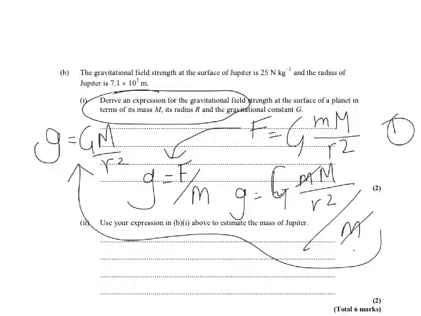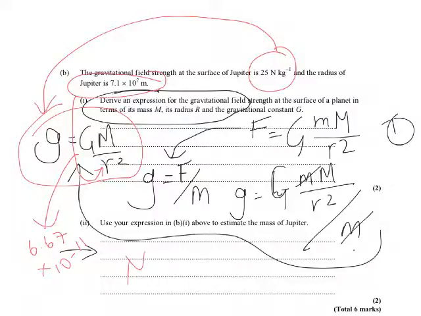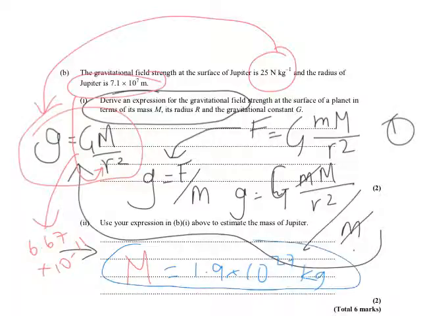This question here is very straightforward. It's using this relationship. Substitute your values for gravitational field strength in for g. Your radius, 7.1 times 10 to the 7. In here, your constant is 6.67 times 10 to the minus 11. And you rearrange to find M. Okay, and you should get a value of 1.9 times 10 to the 27.